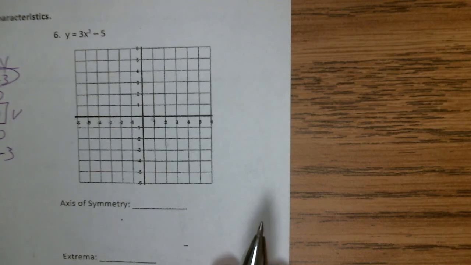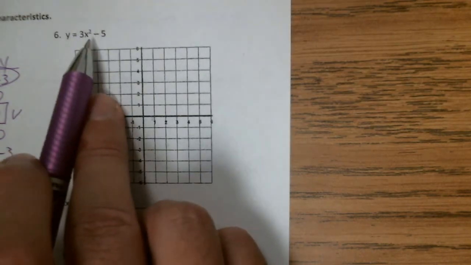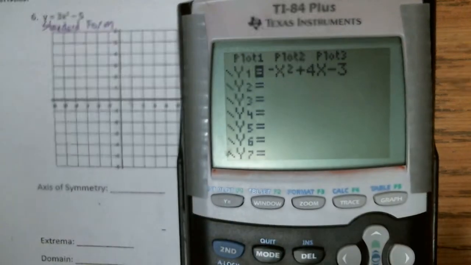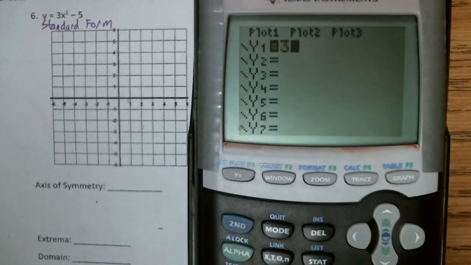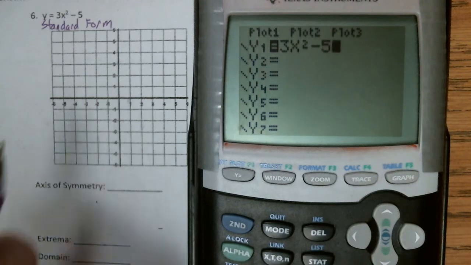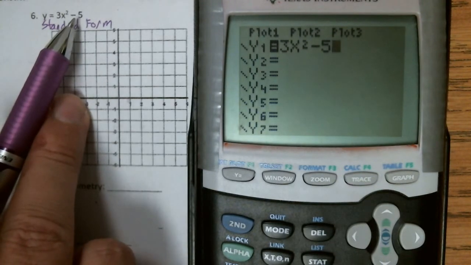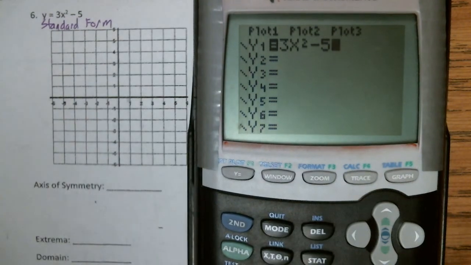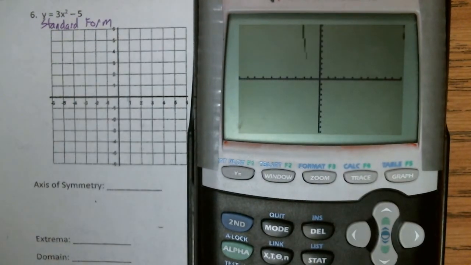Is this standard form or vertex form? Well, I don't see any parentheses, so I'm in standard form. So we're going to have to use Mr. Spidey again. Let's type in our equation, y equals 3x squared minus 5. I don't see 3 terms. I don't have a b term, but that's okay. I'm still in standard form. It's just that my b is 0. So let's graph that, see what that quadratic looks like.